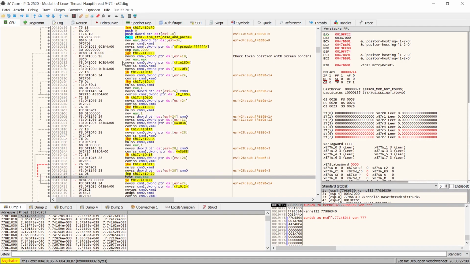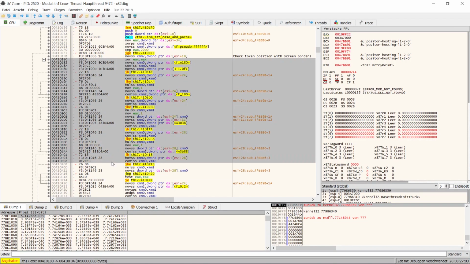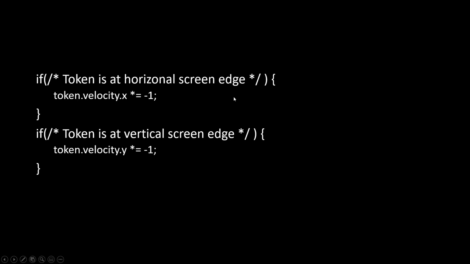So here I am at the code that's actually responsible for making tokens bounce. Nobody understands what's going on, right? Let's switch to PowerPoint. Every frame, the game performs a bunch of checks on every token, and it will check if the token is at the horizontal screen edge, and if it is, it will flip the X direction, and if the token is at the vertical screen edge, it will flip the Y direction. This is actually exactly what I described earlier. And if the game does any of these things, it will also set a little flag that indicates that the token did indeed bounce off the screen edge. This flag is then later used to do other things because the token bounced off the screen edge.